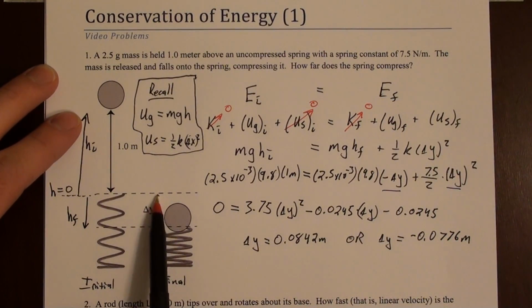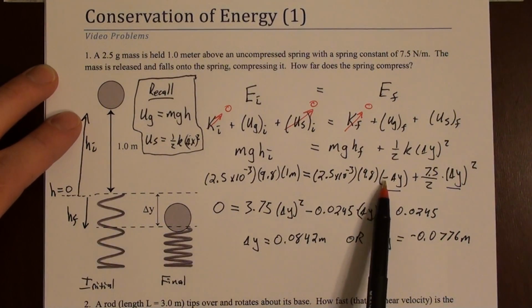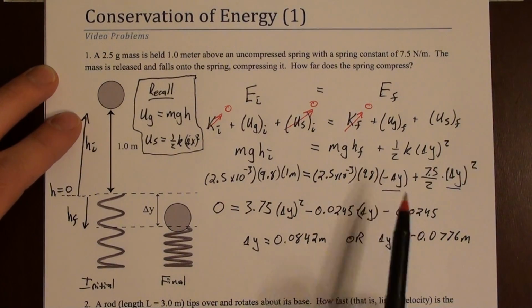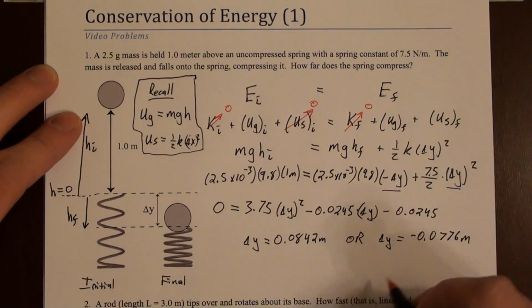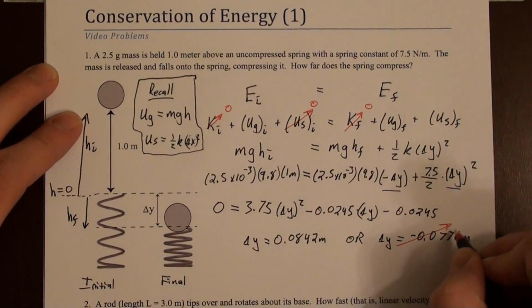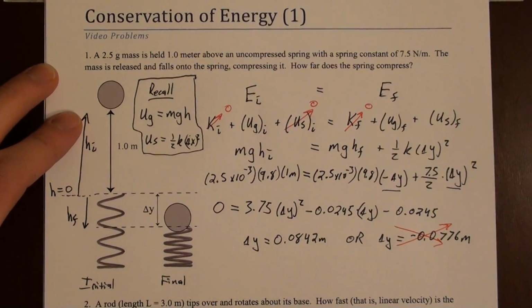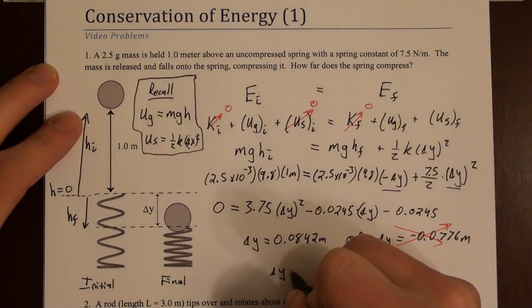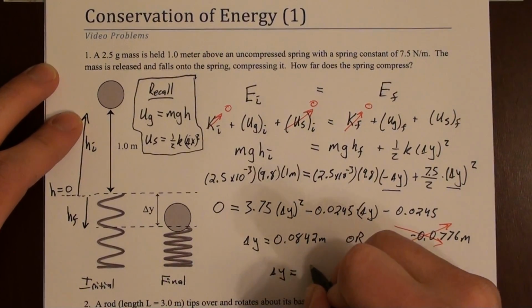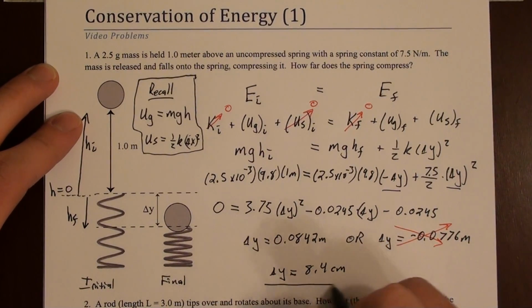We defined delta y to be a positive value, right? Because h final was negative, so we put a negative explicitly in this equation. So delta y is positive. So this answer, this minus 0.077, doesn't make any sense. So that can't be the right answer. So then the answer must be 0.084 meters, or converting that to centimeters to make it pretty, 8.4 centimeters.